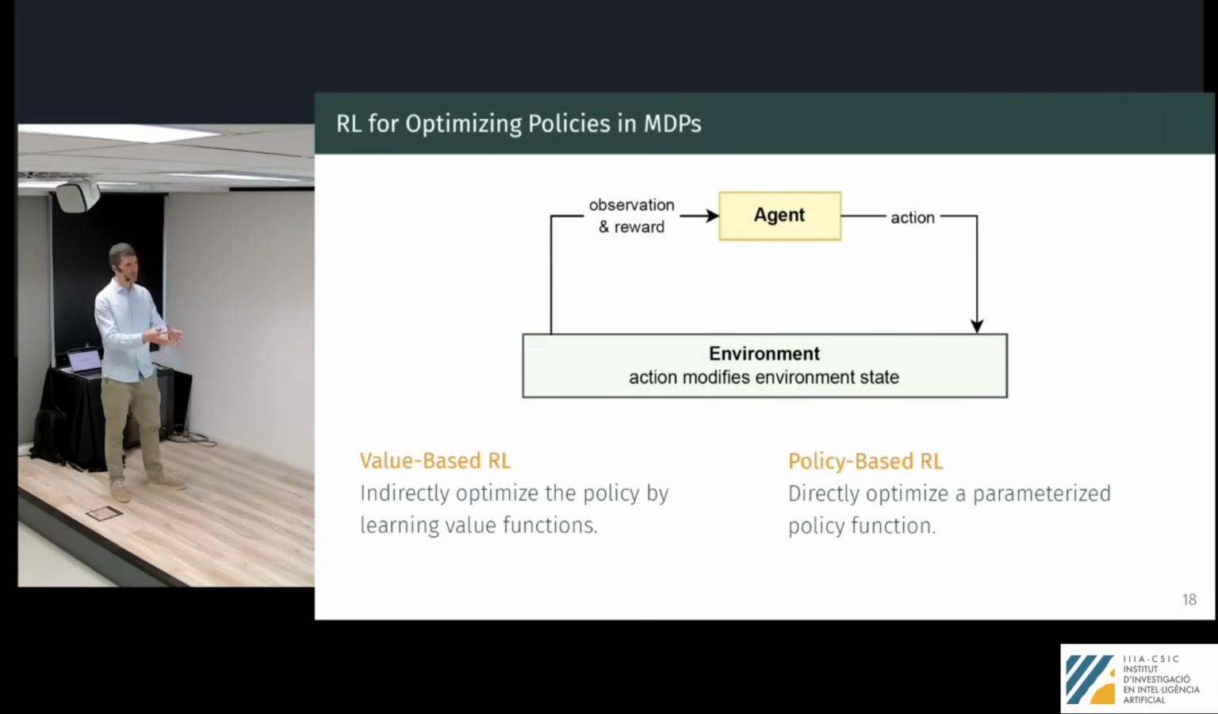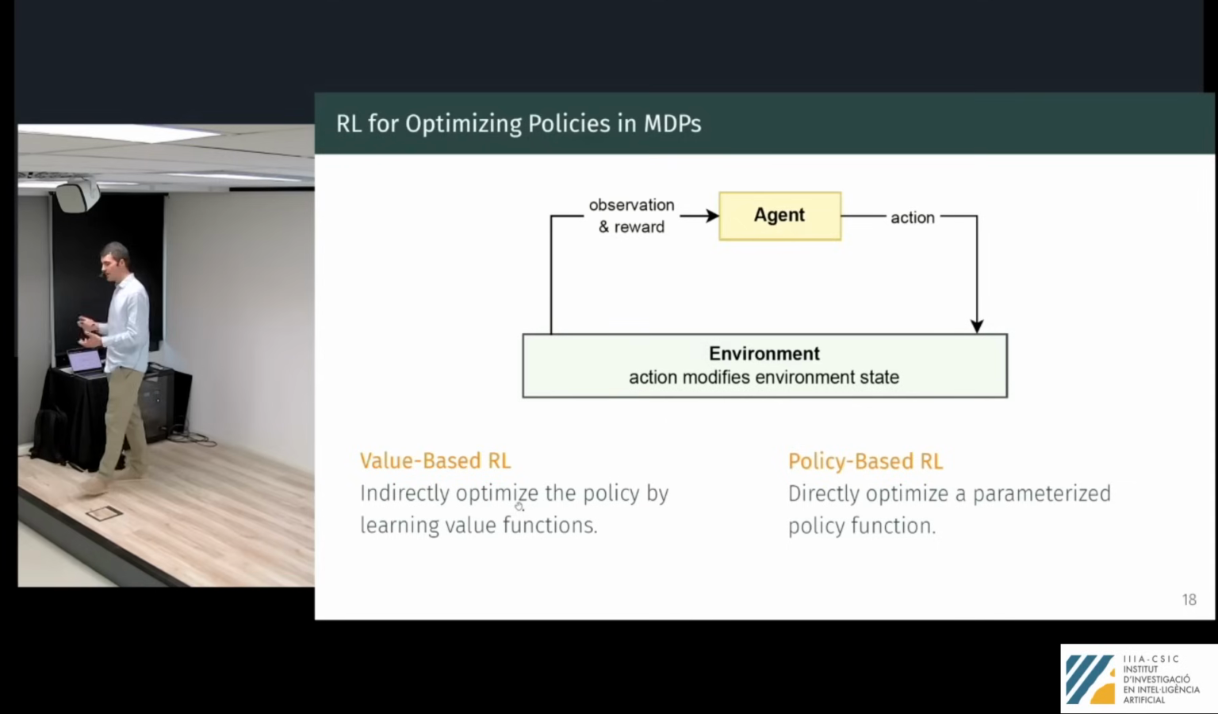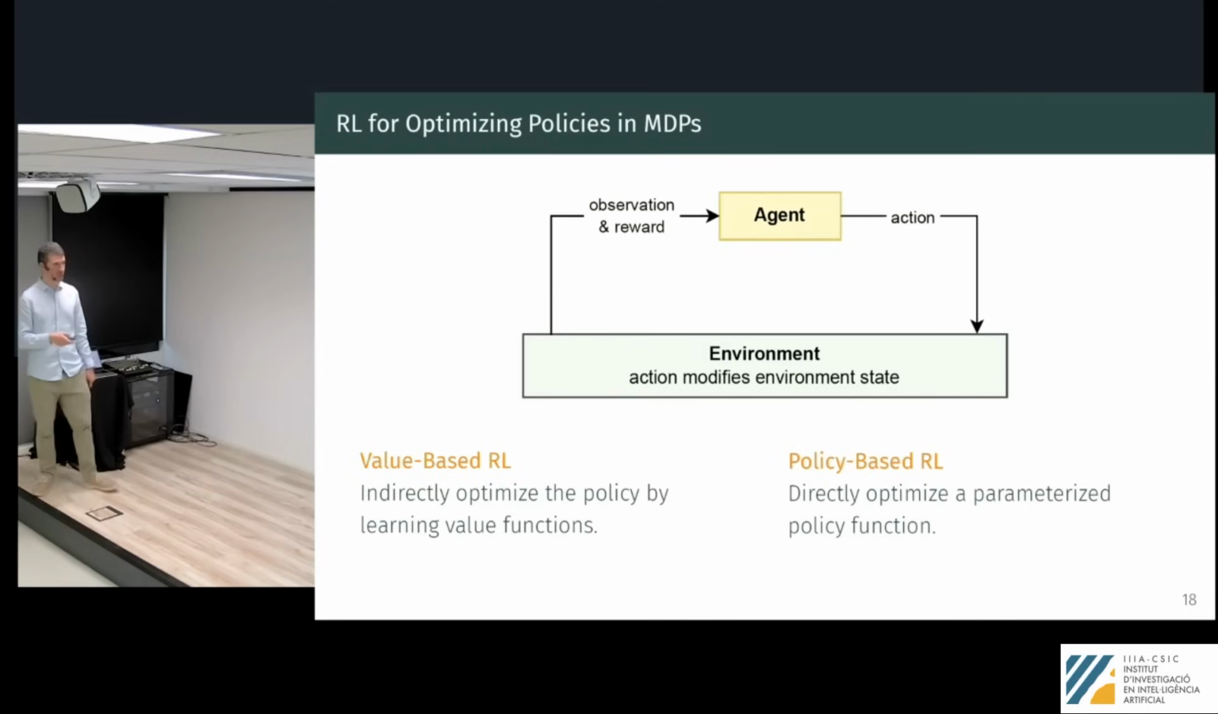Okay, so if you have a function for your policy, there will be certain parameters. For example, in deep learning, you have your deep network, and these are the parameters. And you directly learn to modify the parameters rather than indirectly learning to estimate the values here. So these are the two main categories that you also still see in multi-agent reinforcement learning.